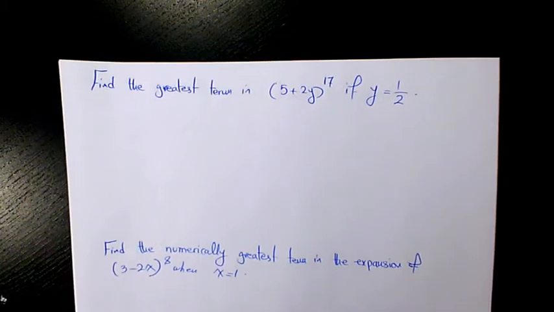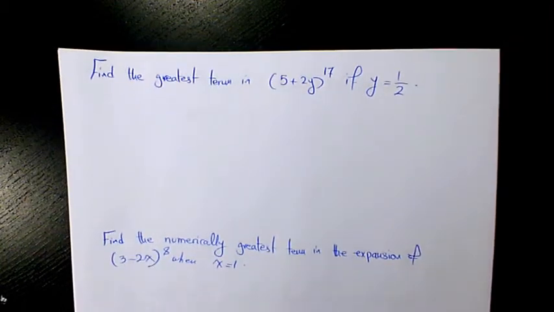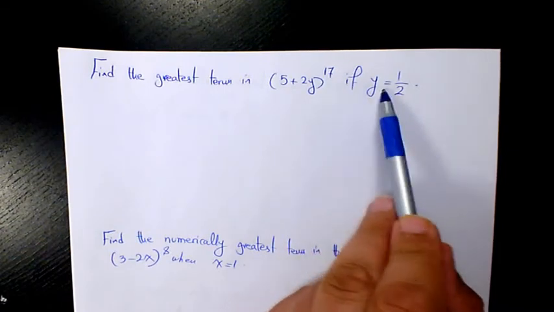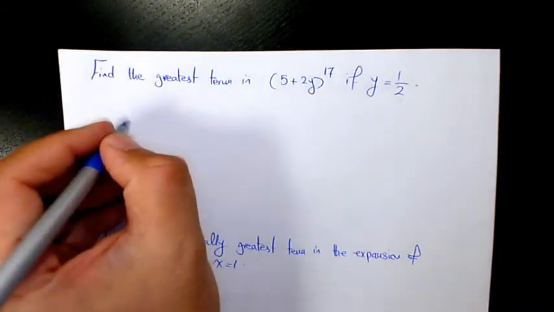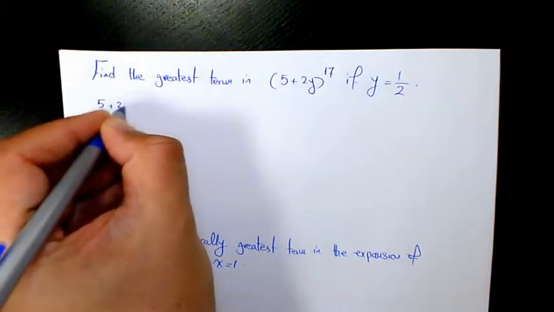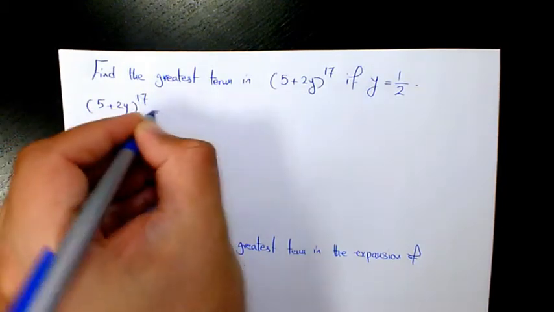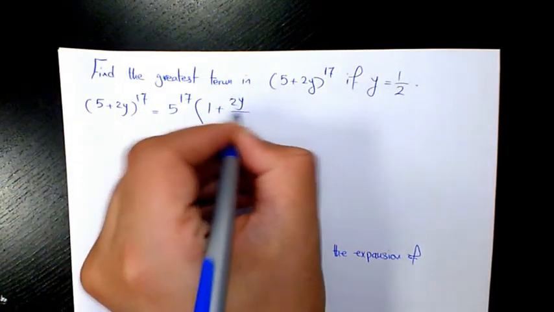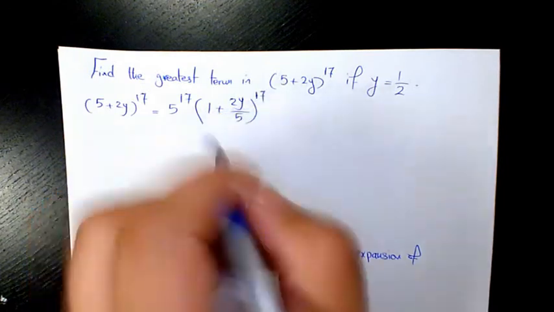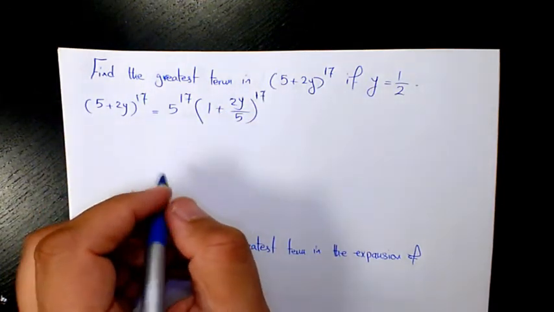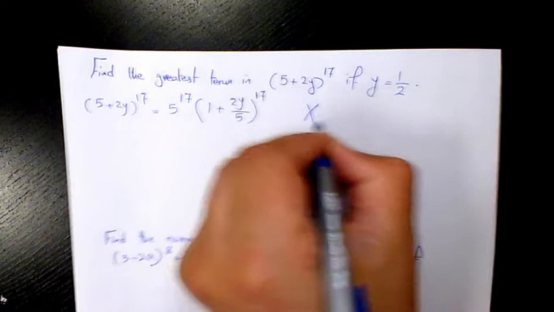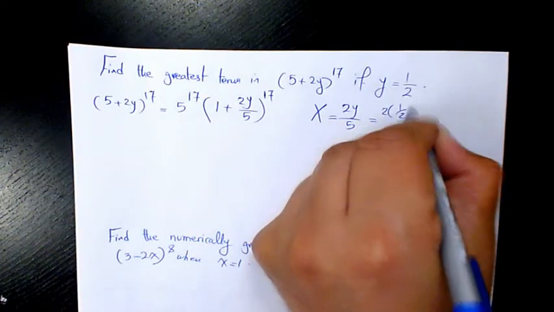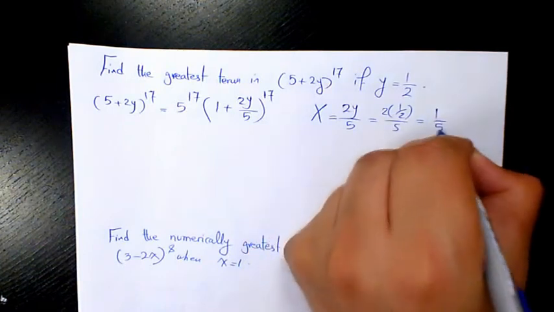So now let's look at this example. It says find the greatest term in (5 + 2y)^17 if y equals 1/2. So the first thing I'm going to do, (5 + 2y)^17 is going to be 5^17 times (1 + 2y/5)^17. So capital X in this case is 2y over 5, which is going to be 2 times 1/2 divided by 5, and that's going to be 1/5.